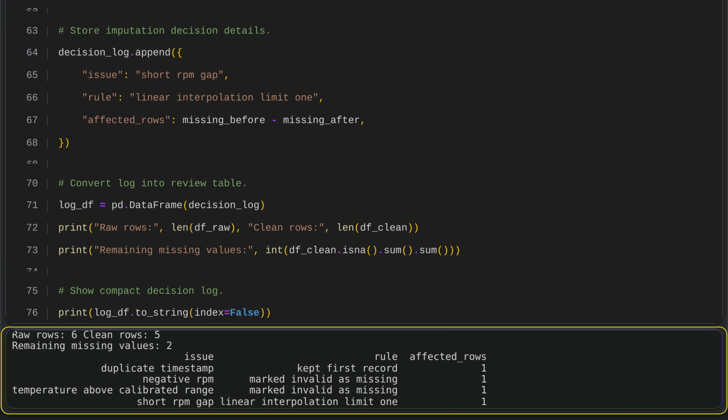This script cleans a small sensor dataset while recording each decision. It removes duplicate timestamps, marks impossible negative RPM values and temperatures above 200 degrees as missing, and fills only short one-value gaps in RPM using linear interpolation. It then reports the raw and cleaned row counts, remaining missing values, and a decision log that explains what was changed and why.